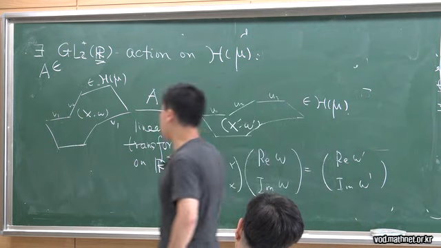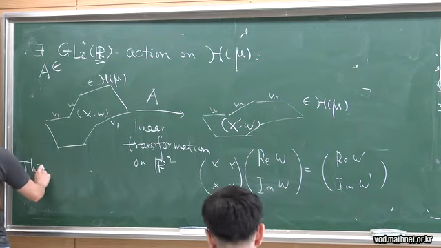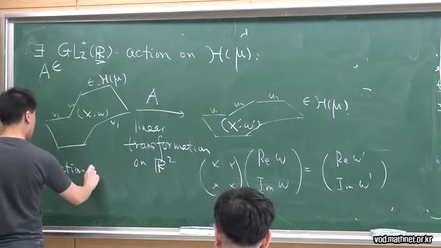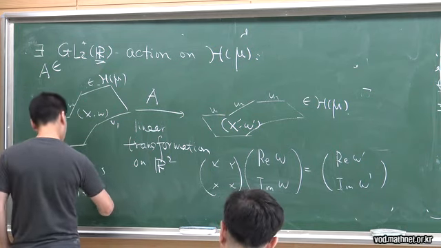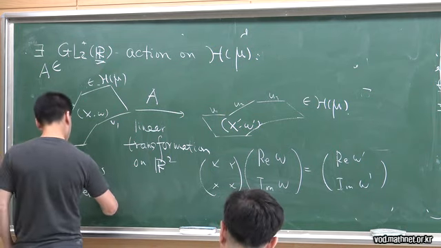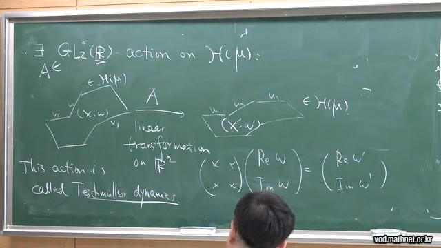So the action has a special name. Often people call this action Teichmüller dynamics. Because this study has many connections to Teichmüller theory and polygons, and some more analytic transcendental stuff. Okay.